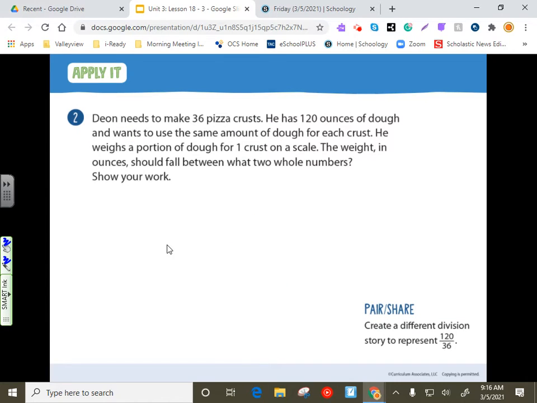All right, let's look at question 2. Dion needs to make 36 pizza crusts. He has 120 ounces of dough and wants to use the same amount of dough for each crust. He weighs a portion of dough for 1 crust on a scale. The weight in ounces should fall between what 2 whole numbers? Show your work. So a lot's going on here. So let's circle the dough, and he's got to divide that between 36 pizzas. So 120 divided by 36.